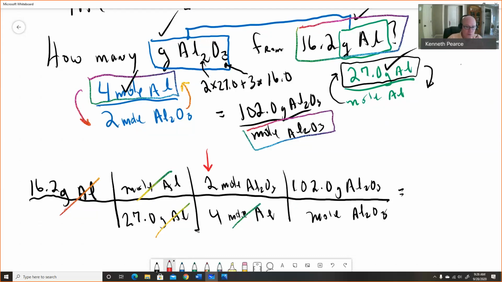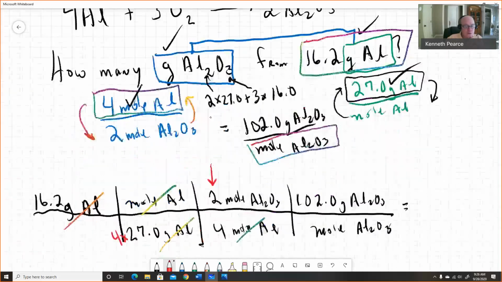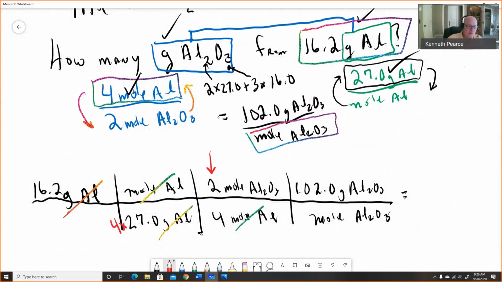Or sometimes people want to put a 4 times over here because they see a 4 in front of the aluminum in the balanced equation. Don't do that. You're mixing things when you do that. Okay, so when you do your mole ratio, it's just the numbers off the balanced equation. And if you do your molar masses, it's just the numbers off of the periodic table.